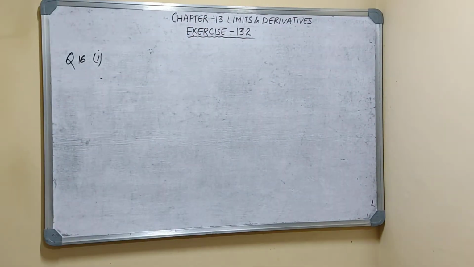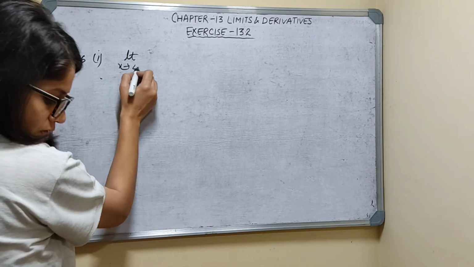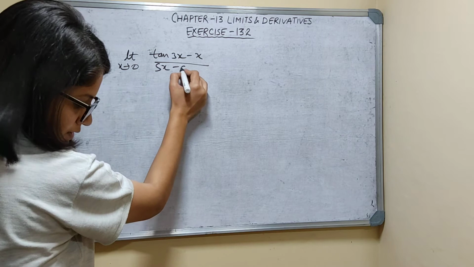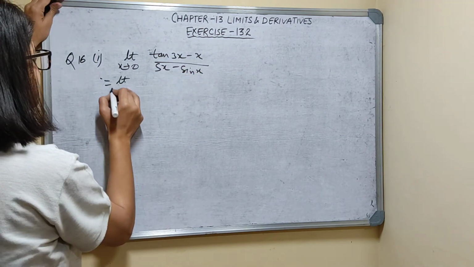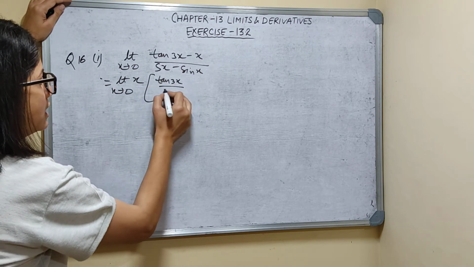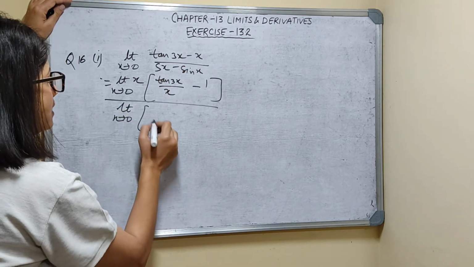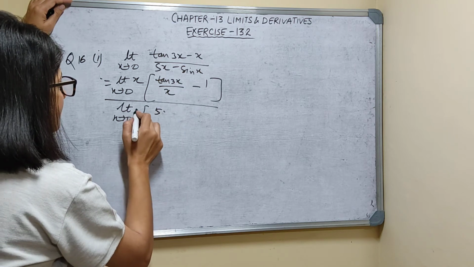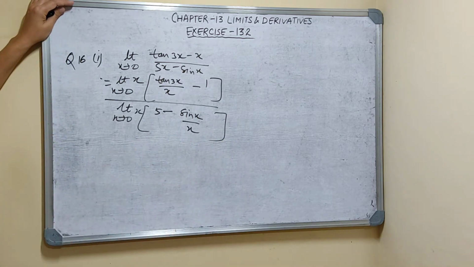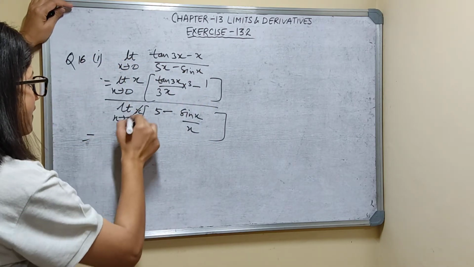Question number 16, second part. You can see limit x tends to 0, (tan 3x minus x) upon (5x minus sin x). Here also I have to take x common. This is a pattern. X will be common. So tan 3x upon x minus 1 upon, separately I can write, 5x, so x is common, 5 minus sin x upon x. Is it clear? Here I have to make this 3x, so 3x multiply and divide. So here x cancels.